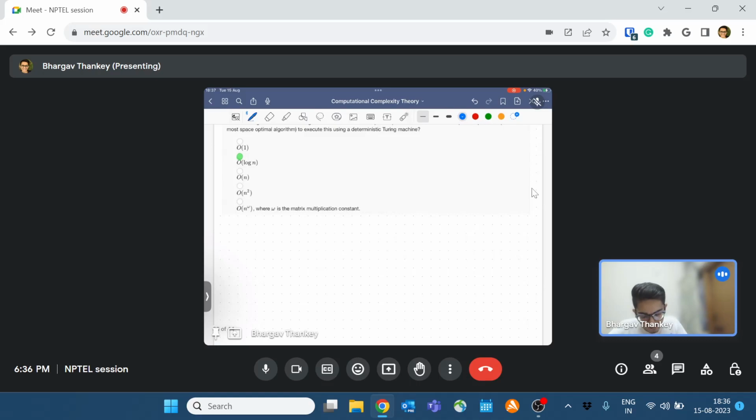Okay, so again, let the given matrices be A and B, and C is equal to A times B. C_ij is equal to the sum over k from 1 to n of A_ik B_kj, for all i, j in it.